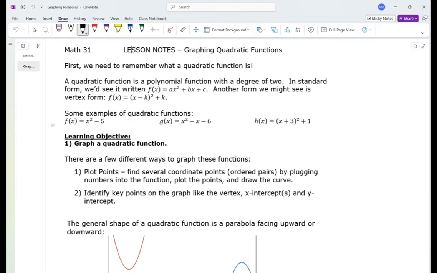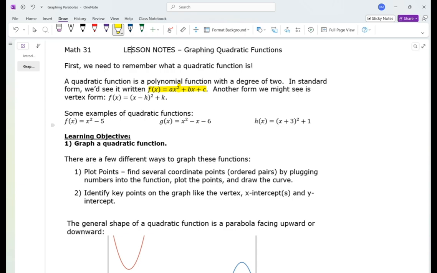A quadratic function is a function or an equation that has a degree of 2. So the highest exponent of the variable is 2. And this right here is our standard form for a parabola, where we just have the squared term first, then the x term, then the constant term.